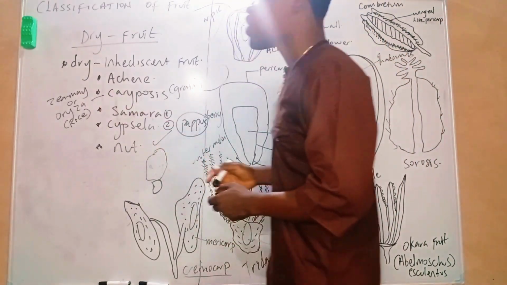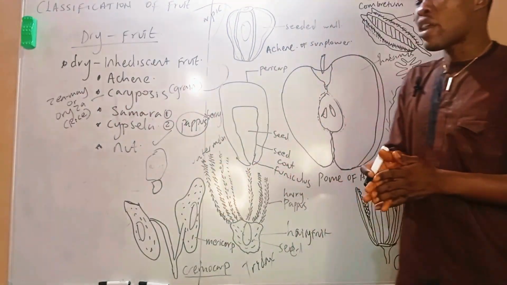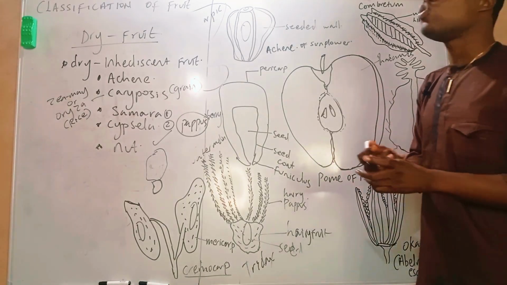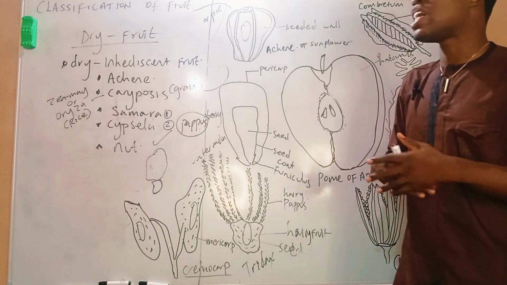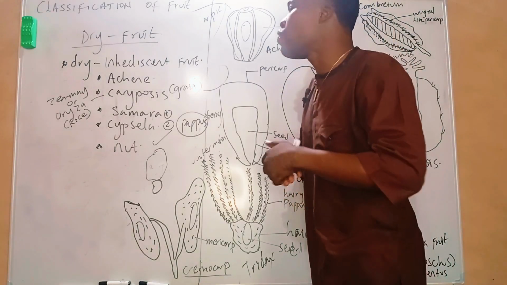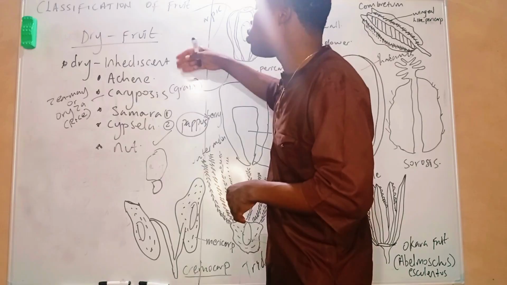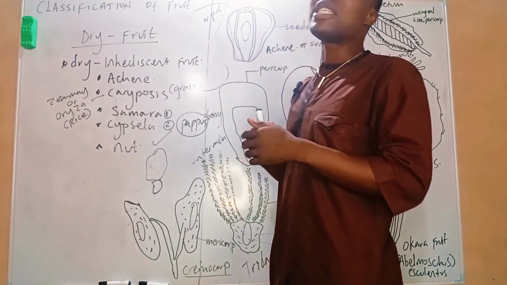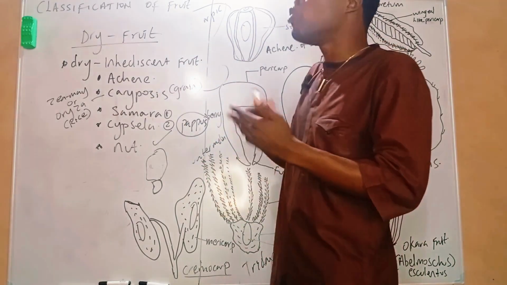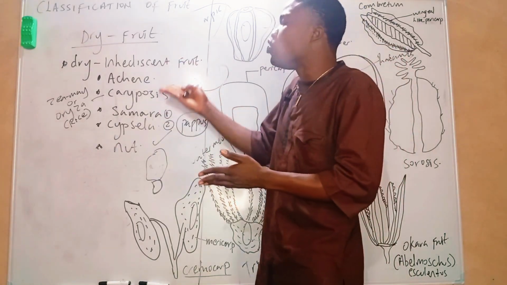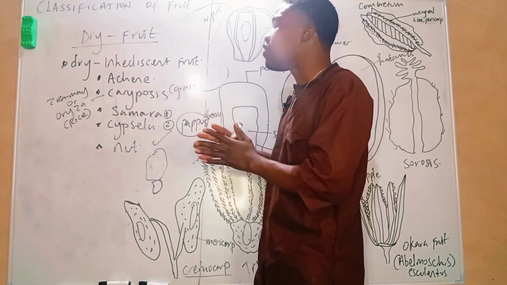In a caryopsis, the fruit wall, the pericarp, fuses with the seed coat. So the seed is fused with the pericarp in a way that the seed and the fruit are indistinguishable. Such a type of dry indehiscent fruit is called a caryopsis. In most cases, they are one-seeded from a monocarpous pistil. So that is the breakdown of dry indehiscent fruit.